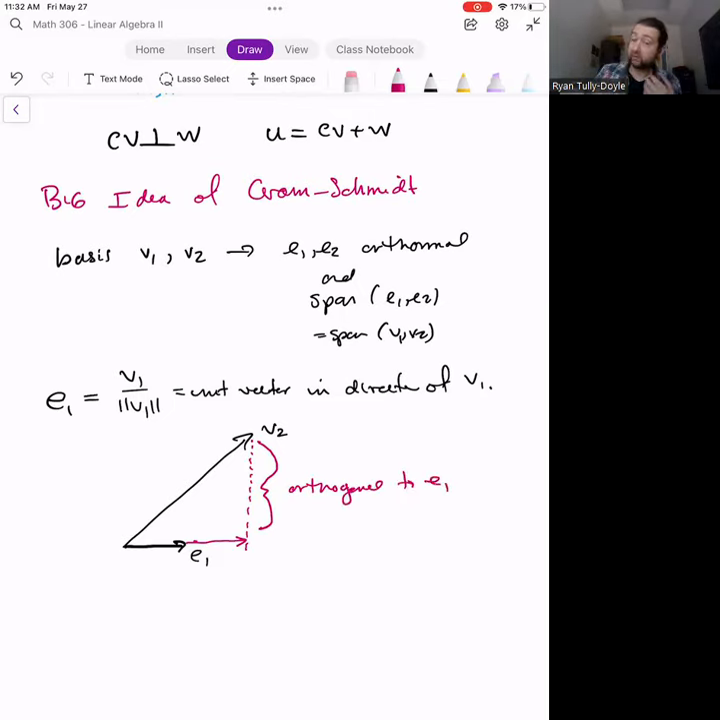And the span, because that vector is a linear combination of e1 and v2, that's in the span of e1 and v2. That vector is not produced from the outside. I'm going to make that vector only using e1 and v2. So if I took this vector right here, say I call it w, and I normalized it by taking w divided by the length of w, this thing is going to be the e2. So the e2 is going to be this vector right here. That's the idea of the Gram-Schmidt process.